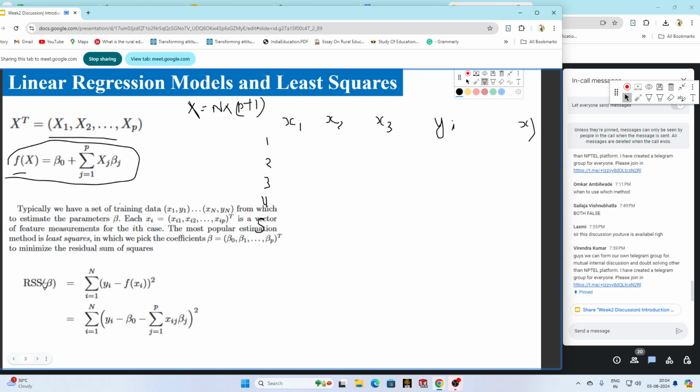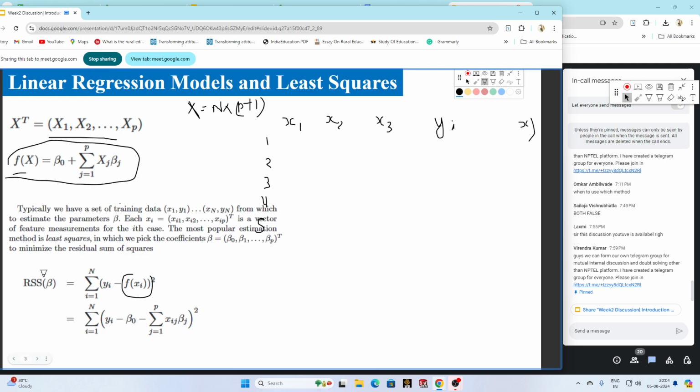How can we find it? By yi minus f of xi. So yi minus beta naught minus the sum from j equals 1 to p of xij betaj, whole square. We have put the whole f(xi) from this equation here. So this is the thing we have put.